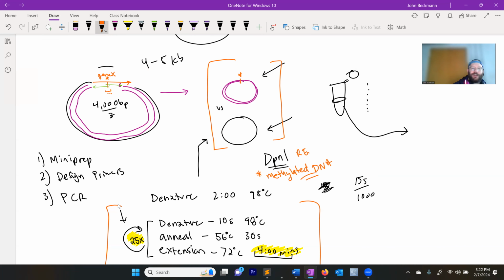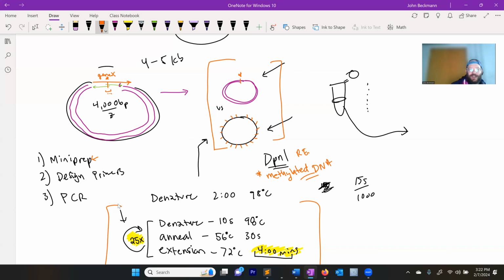That's correct. Very good. The original plasmid is methylated. And the reason it's methylated is because it derives from a mini prep. When you do a mini prep, you set up a culture of bacteria, it grows in a tube, you purify the bacteria, and you purify the plasmid. And so this plasmid is methylated.